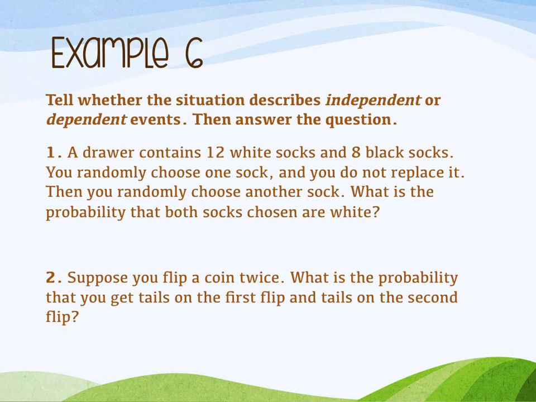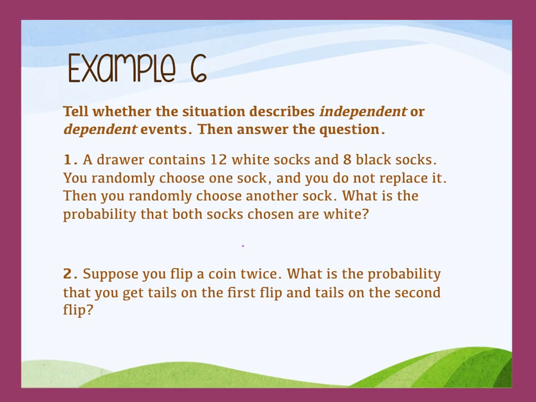Okay, tell whether the situation is independent or dependent and then answer the question. I'm going to let you try it. A drawer contains 12 white socks and 8 black socks. You randomly choose one sock. You do not replace it. Then you randomly choose another sock. What's the probability that both socks chosen are white? Dependent or independent? Dependent, because we didn't replace it, right?